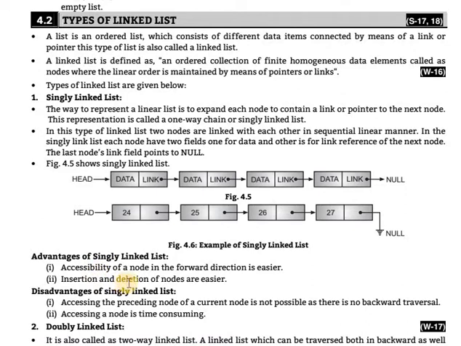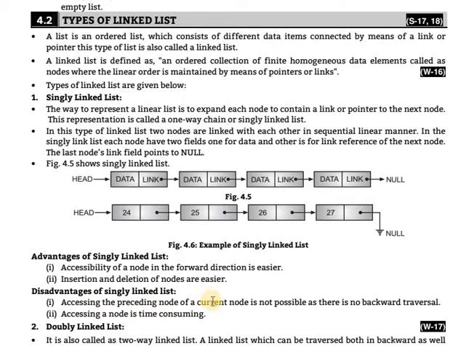Advantages of singly linked list are accessibility of a node in the forward direction is easy. Means what? Accessibility of the nodes is easier, because forward direction is used. Insertion and deletion of nodes are easier.